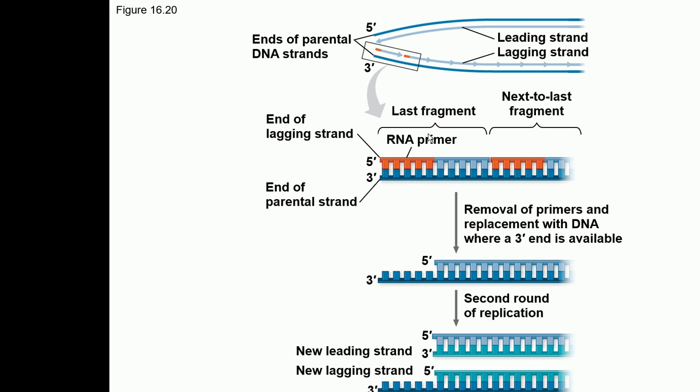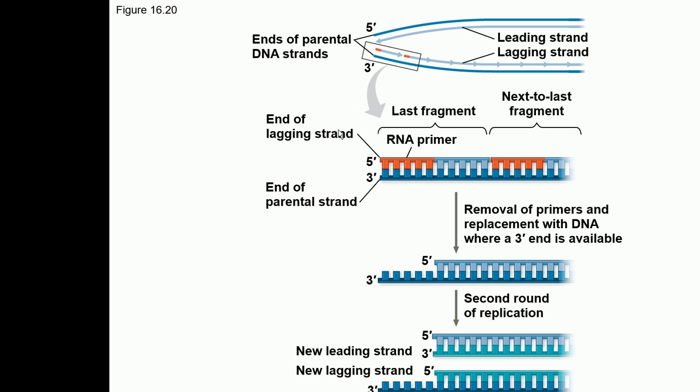After that, DNA polymerase will come and it will remove this primer, and it is going to put DNA nucleotides here. An important thing about DNA polymerase is that it needs a 3' end. So when this primer is removed, the 3' end is given by this part of the DNA.